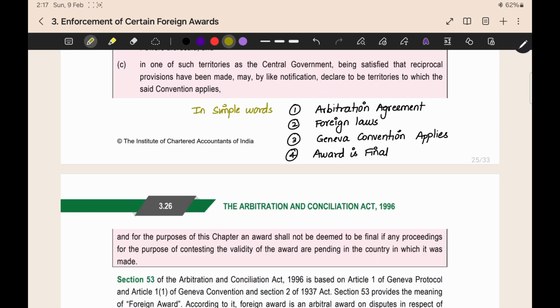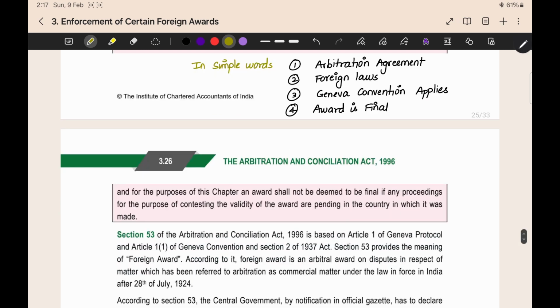In simple words, if you want to understand this section briefly, there should be an arbitration agreement for which the Geneva Convention applies. The award should be made according to the foreign laws. It should be made in a territory outside India. For that outside India territory, the Geneva Convention should apply, and then the award should be final. There should be no proceeding pending relating to the finality of the award. These are the 4 final points given under section number 53.